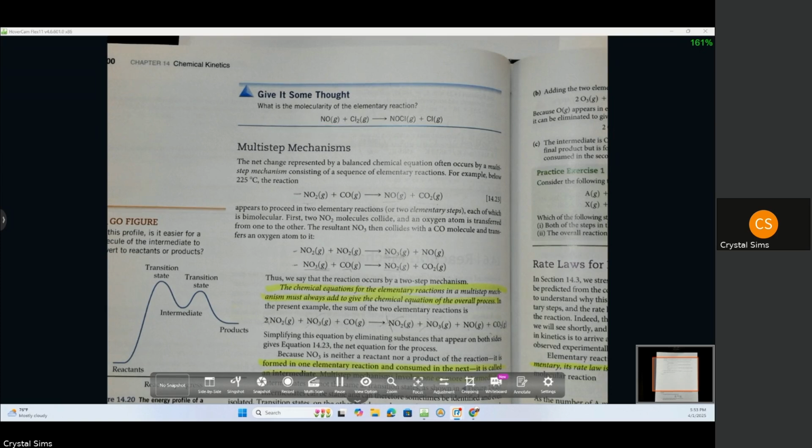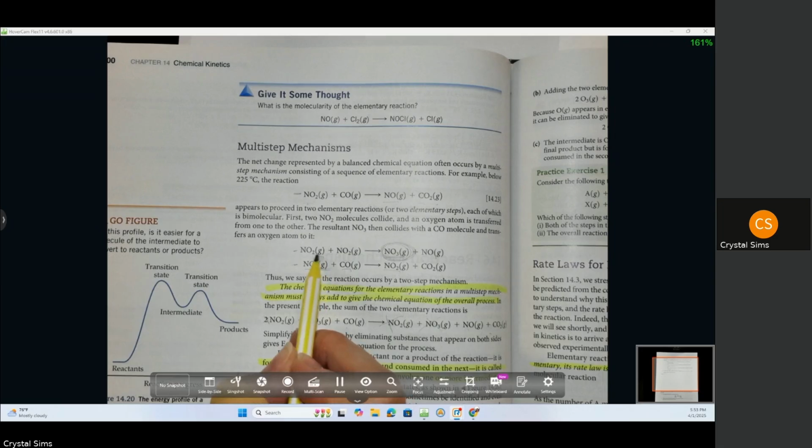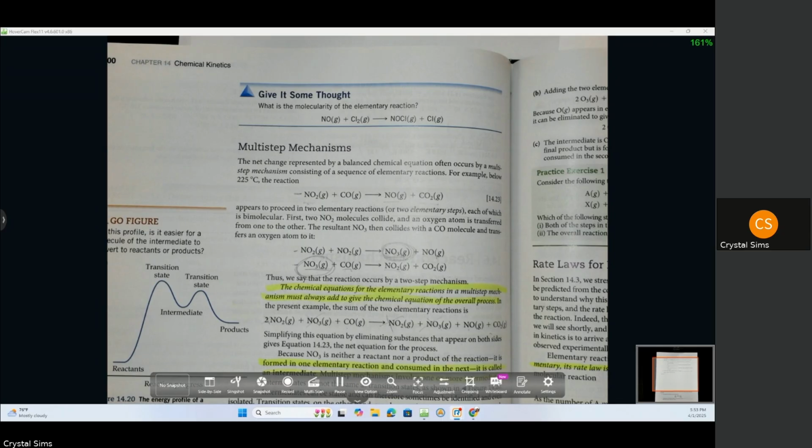So this NO3 here that was formed in the first elementary step and then used as a reactant in the second elementary step, that is called an intermediate. And from looking at our balanced equation, we never even know that it's there, because it's formed and then used up in the next reaction.